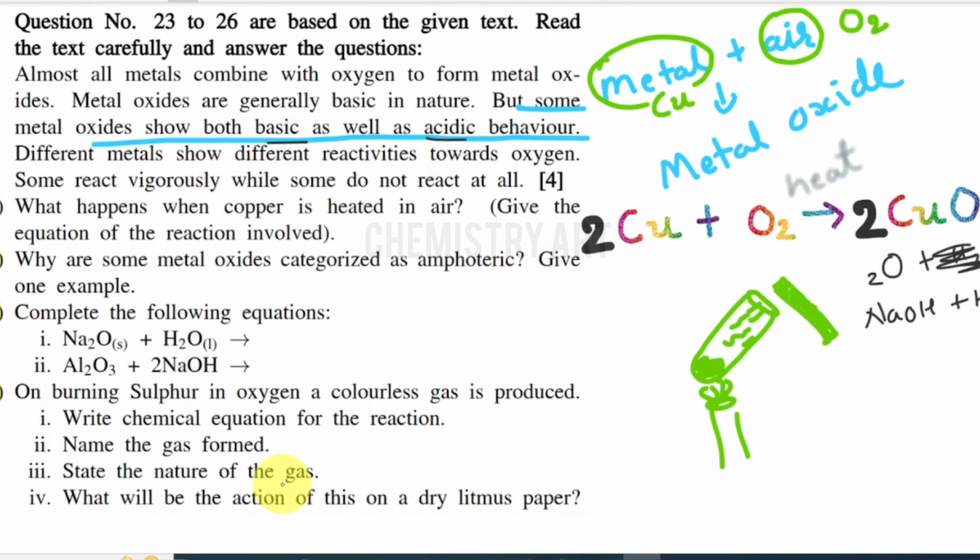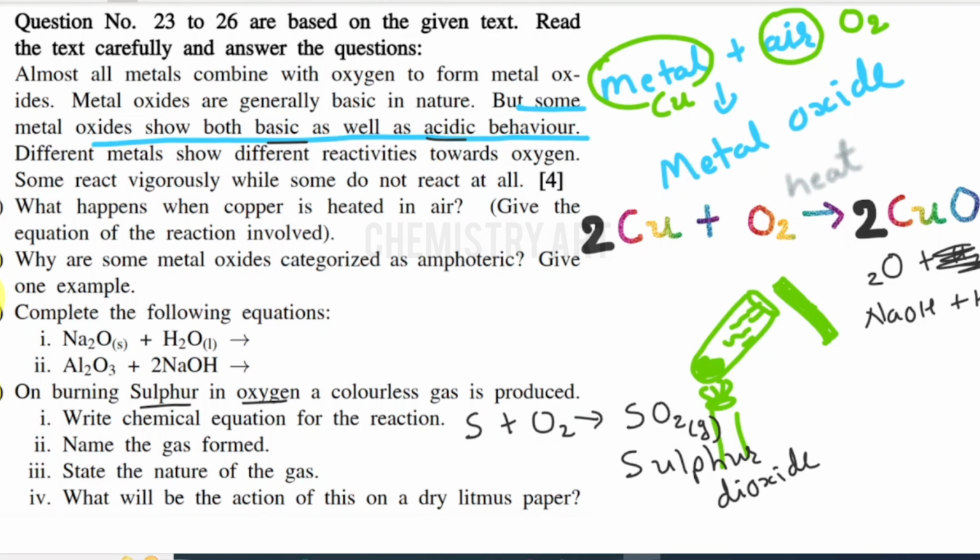Okay. So here, what is the question? Let me write the answer. Sulfur is burning in oxygen, so I can write directly sulfur plus oxygen, O2. It will form, very easy, sulfur dioxide. And this is sulfur dioxide gas. Okay. Name the gas. Very easy. The name of the gas is sulfur dioxide. Sulfur dioxide. Okay. And state the nature of the gas. The gas will be acidic or basic. That you need to write down.